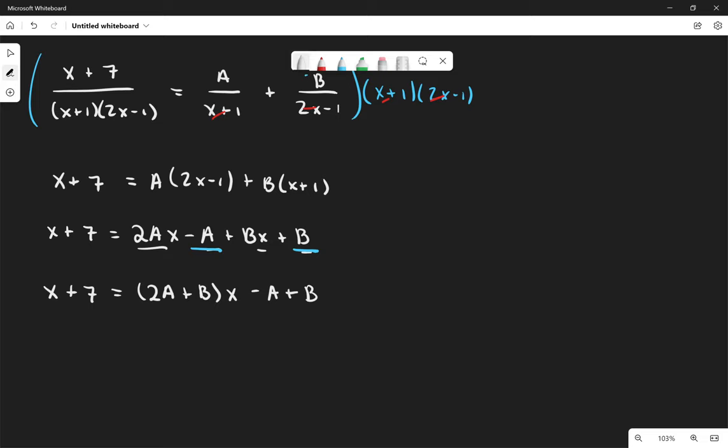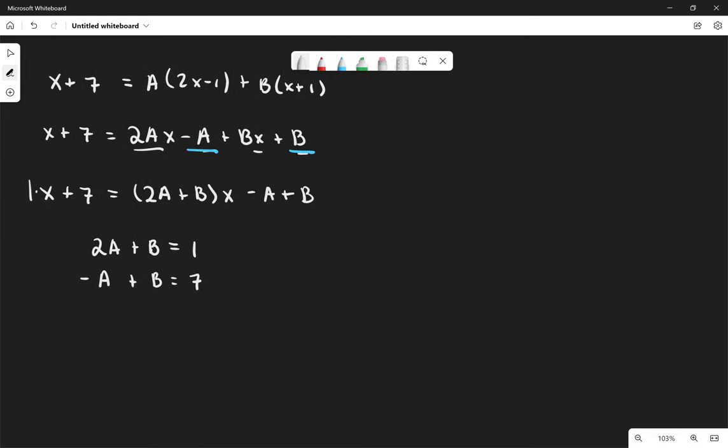Now I can just match it up. I've got two linear equations on each side. They're the same, so I better have their coefficients the same. So in other words, here's the coefficients of x, 2A plus B is 1, and then negative A plus B equals 7. Now it's just a system I can solve.